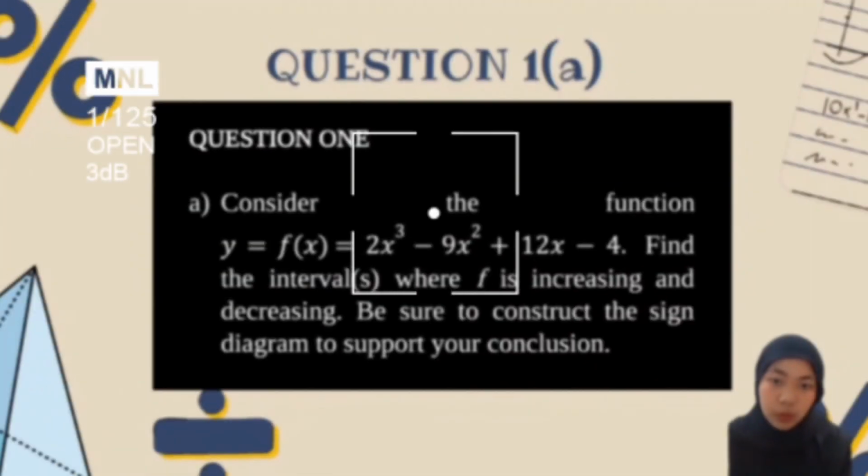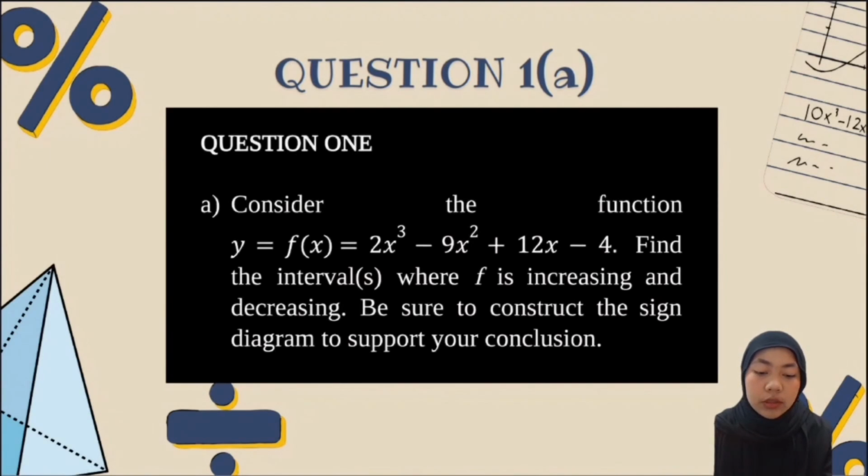Explain about question number 1. Consider the function y = f(x) = 2x^3 - 9x^2 + 12x - 4. Find the interval where f is increasing and decreasing. Be sure to construct the sign diagram to support your conclusion.